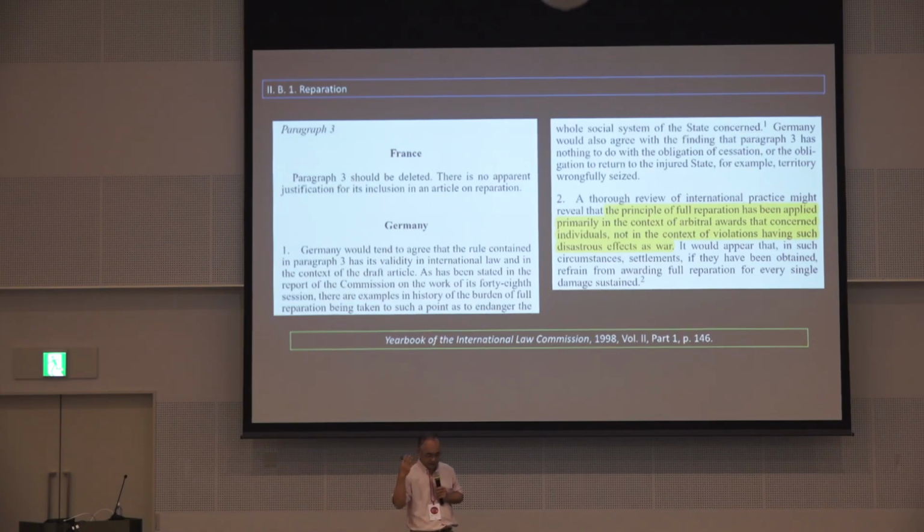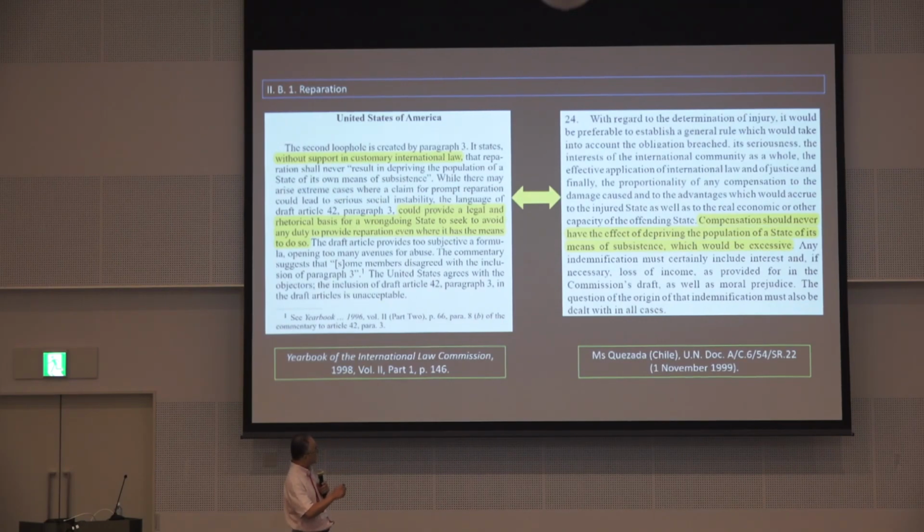We all know what happened 100 years ago. France, no, full compensation. Germany, well, in case of war, the story may be different. But that's basically the only debate. The United States, of course, never will accept that kind of limitation: full compensation, full stop. One delegate from Chile stated that compensation should never have the effect of depriving the population of a state of its means of subsistence. But I think that she is almost the only example. It's very difficult to find any other states which stated anything in line with this argument.